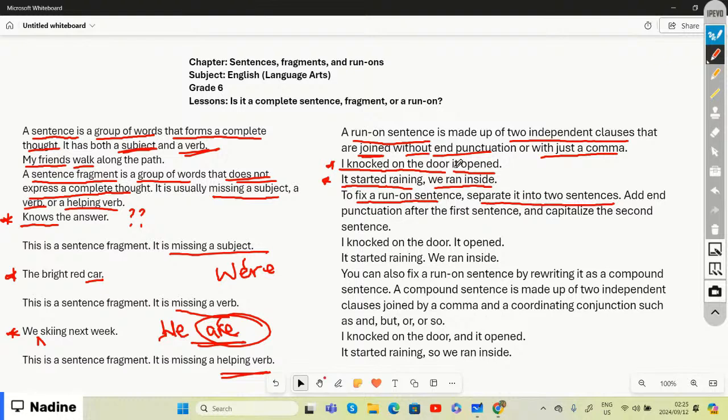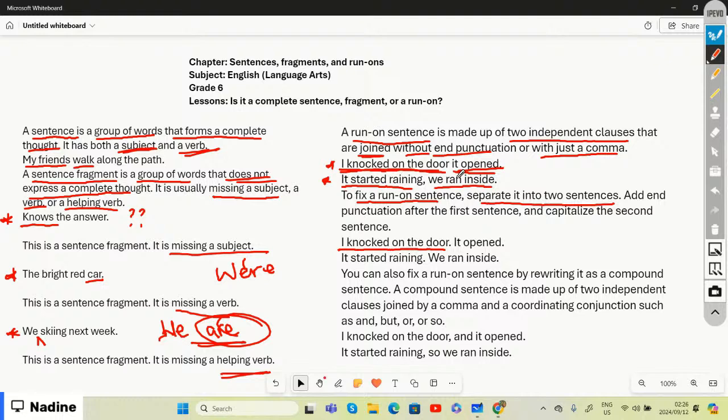So to fix a run-on sentence, we need to separate it into two sentences. Once we've separated it into two sentences, like for example, I knocked on the door, it opened, right? They were already separated. But now when we write it down, we're going to start our first sentence with a capital letter. I knocked on the door, and then put our period, because that is our first sentence. So the first sentence starts with the capital letter and it ends with a period.